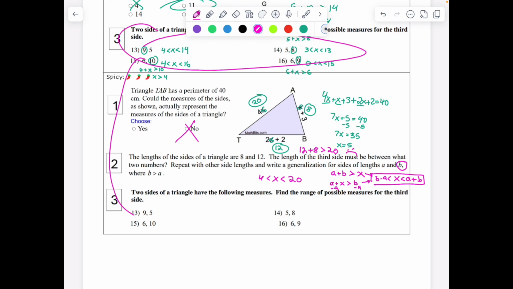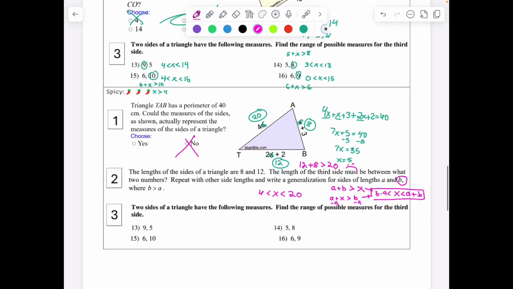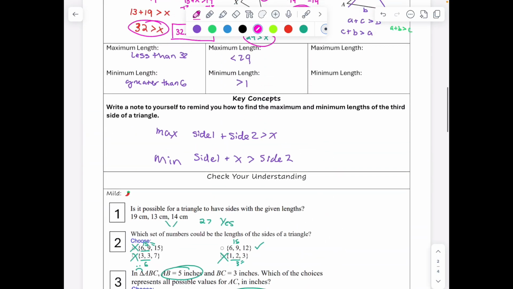And then again, we're going to test these triangles, but this is actually the same problem as down here, so those answers can be found above.